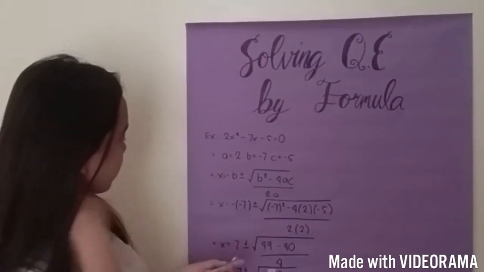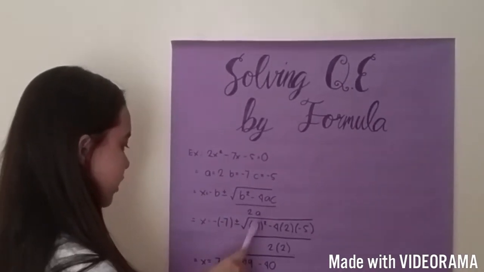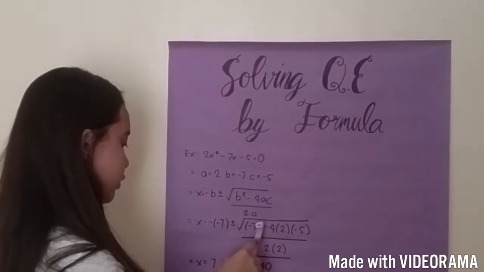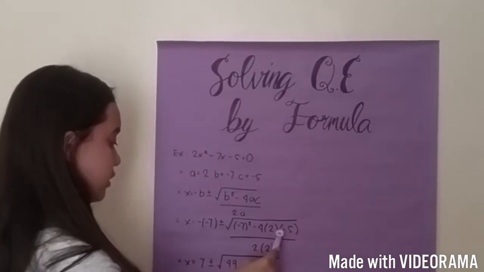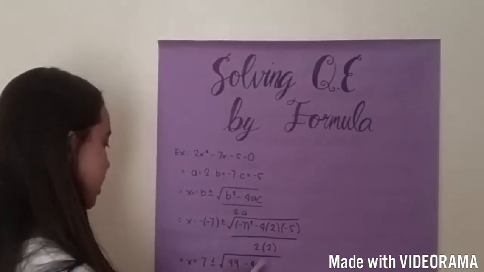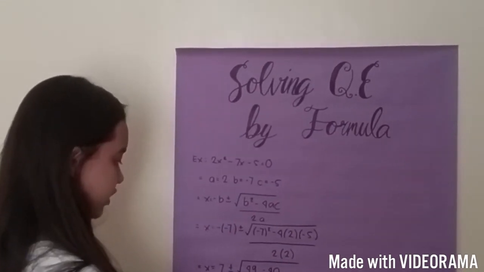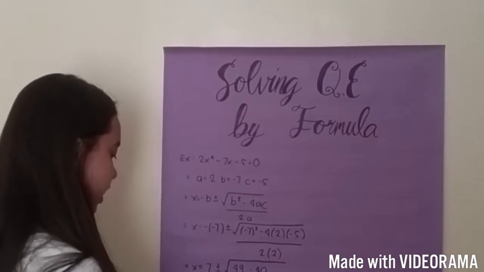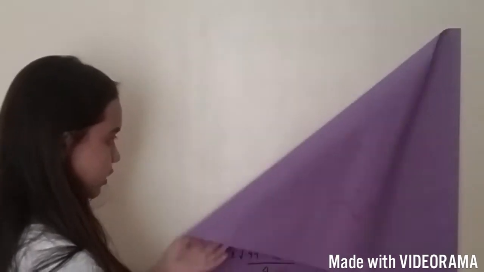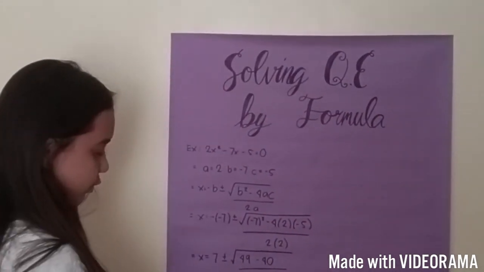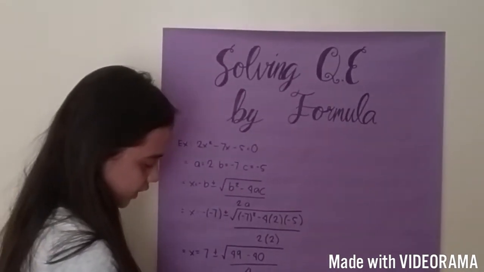Then we solve this. Negative 7 times negative 7, or negative 7 to the power of 2, is 49. Negative 4 times 2 times negative 5 is positive 40, and 2 times 2 is 4. Next, we add these values up, which is 89, and then copy 4 here. Then we're going to solve for x now, so this will be the answer.